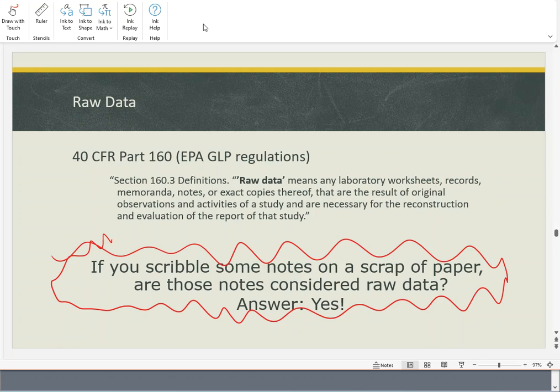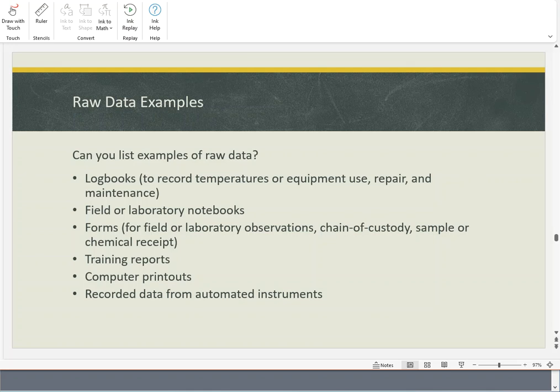So that scrap paper is considered raw data. And that scrap paper is not scrap. It is paper, and all of it needs to be saved and kept. You cannot write things on a sheet of paper, transfer it into a proper document or notebook, and then throw that scrap paper away because there is no such thing as scrap paper. As far as raw data goes, raw data can be a number of things, ladies and gentlemen. There's tons of things that can be raw data.